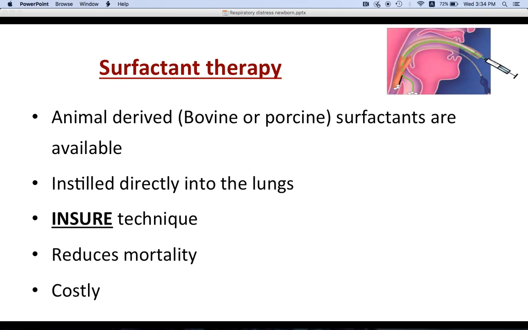Because RDS is primarily caused by surfactant deficiency, the administration of surfactant directly into the lungs can cure the disease, and we usually use the INSURE technique. INSURE is short for intubation, surfactant and extubation. So we only intubate them briefly just to administer the surfactant and quickly extubate these babies. It has been shown that when you give surfactant to these babies, it reduces mortality. The only side effect is that surfactant is usually very costly.